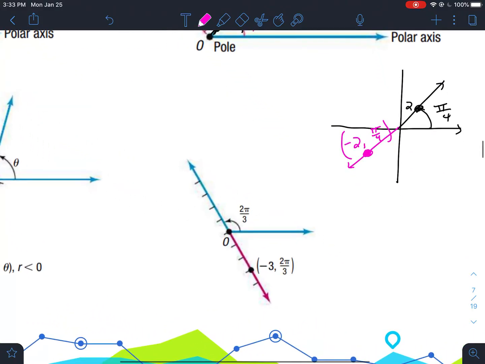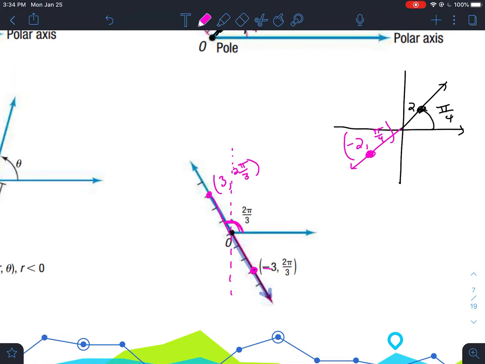Here's an example. If we want to think about this as the normal y-axis, if we rotated 2 pi over 3, and then we went out 1, 2, 3, this could represent the polar coordinate 3, 2 pi over 3. Or if we wanted to do negative 3, 2 pi over 3, notice we would extend the pole in the opposite direction, and then that would be the point right here, negative 3, 2 pi over 3.